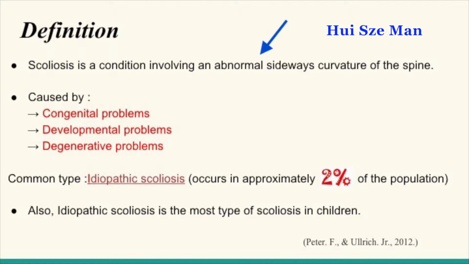To start our presentation, let's begin with the definition of scoliosis. Scoliosis is a condition involving an abnormal sideways curvature of the spine. It can be caused by congenital problems, developmental problems, and degenerative problems. The common type of scoliosis is idiopathic scoliosis. It occurs in around 2% of the population. Also, it is the most common type of scoliosis in children. Therefore, we focus on idiopathic scoliosis in this poster.